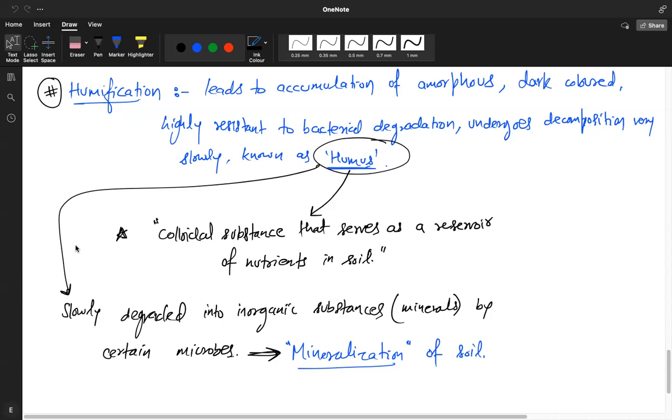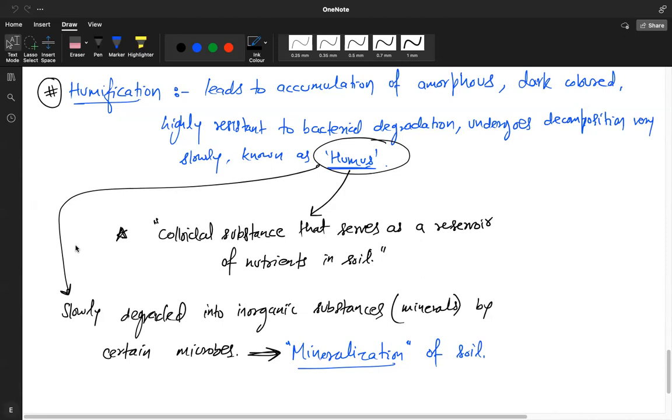So these compounds in nature, they were detritus at one time, but they got accumulated, and due to many abiotic factors, of which pressure is one, temperature is one, they become less soluble and they undergo very slow decomposition. Okay. And this has a benefit. Because they undergo very slow decomposition, they act as a reservoir of nutrients in soil.